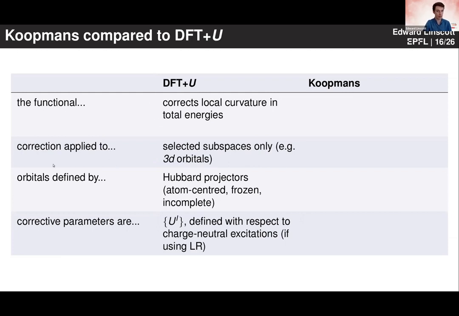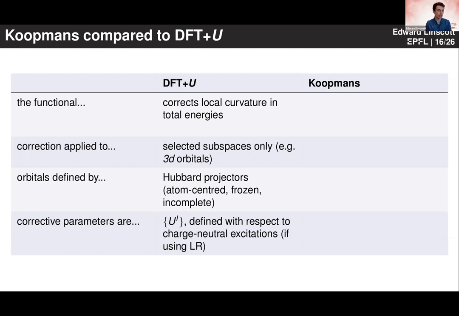In DFT plus U, we were applying this correction to selected subspaces only. So we chose some set of projectors and applied these corrections just on those projectors in our system. Often these will be the 3d orbitals of some transition metal element. And these orbitals that you use are Hubbard projectors, and often these are atom-centered orbitals. They are frozen, so they don't change as we update the density, usually.